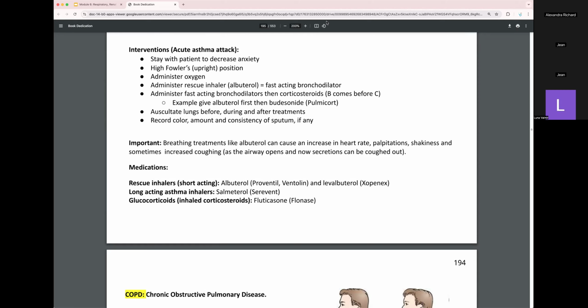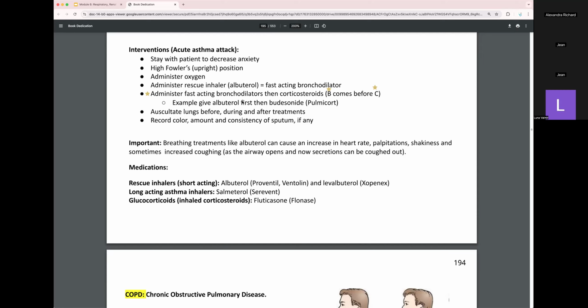Another tip I want to give you is, if you have to give two inhaler medications, a bronchodilator and a corticosteroid, just remember that B comes before C. So you give the bronchodilator first, then you give the corticosteroid, so that the bronchodilator will open the airway so that the steroid can get in and reduce inflammation. So B comes before C. You give the bronchodilator first, then the corticosteroid.